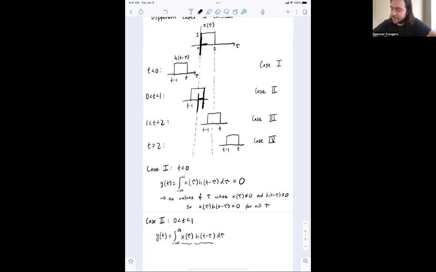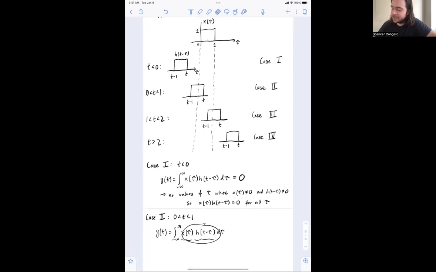So I start at 0 because of x, and I go up to t because of h of t minus tau. And the only values of tau where both functions are non-zero, where I get something non-zero in this integral, are when tau is between 0 and t. So I can change the integral bounds to be between 0 and t. Otherwise, you're just integrating 0, which is 0.